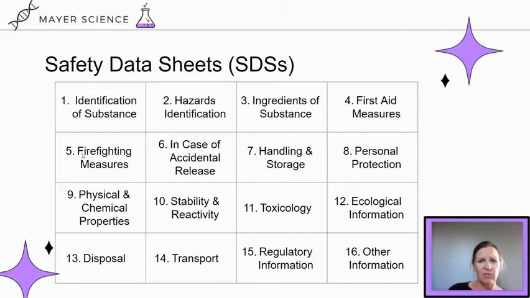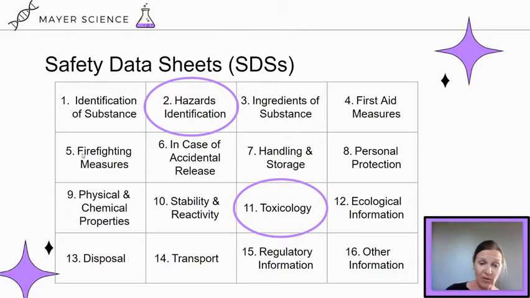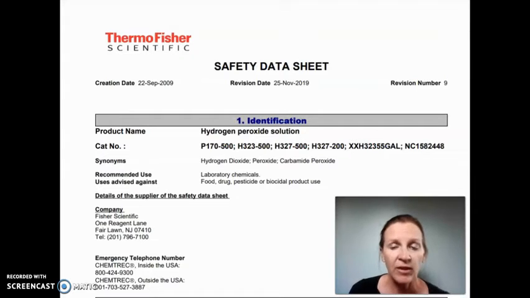So let's take a look at the different sections that you're going to see in a safety data sheet. Like I said, there are 16, and we're not really going to focus on too many of them. We're only going to focus on 3. The 3 sections we're going to look at will be hazards identification. We'll learn a little bit more about what this is in a moment. We're going to look at toxicology, so that's where you're going to see your LD50s, and we're going to look at ecological information, which will also let you know what the toxicity of the substance is in water environments.